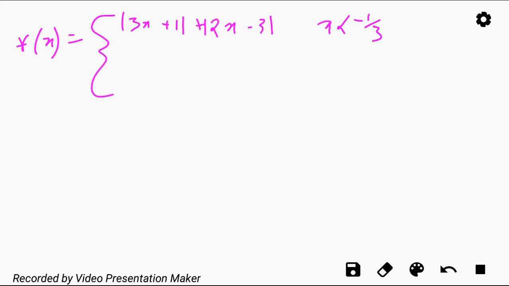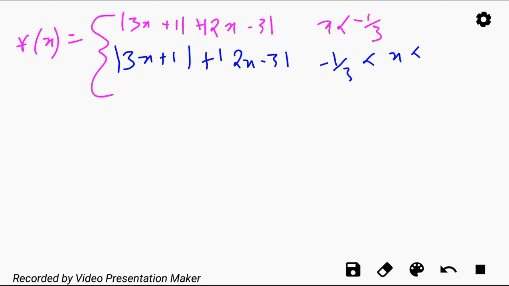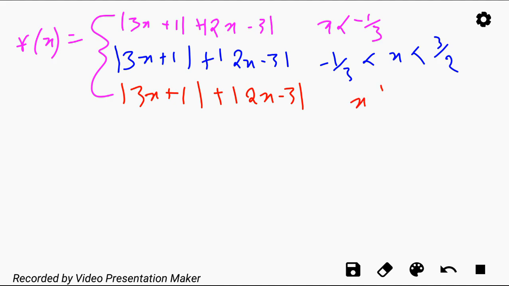Okay, and then the next part is 3x plus 1. Keep my modulus sign, 2x minus 3. So the second interval was where negative 1 over 3 is less than x, less than 3 over 2. And then my last interval should be 3x plus 1, plus 2x minus 3. So this is where x is greater than 3 over 2.